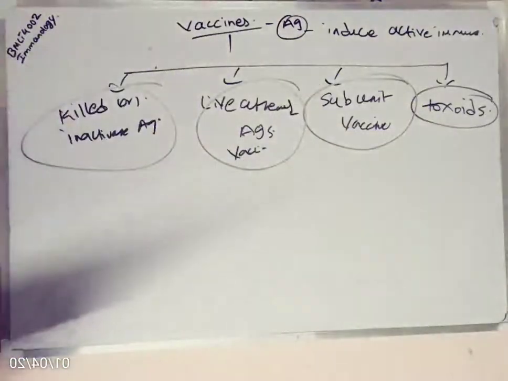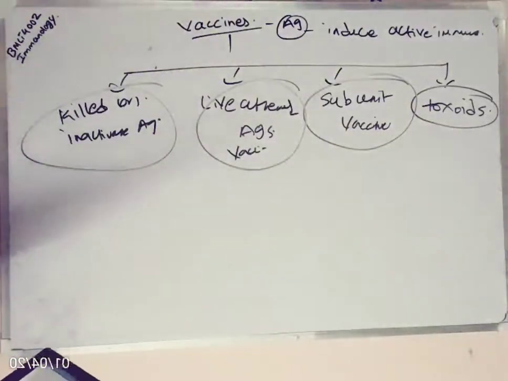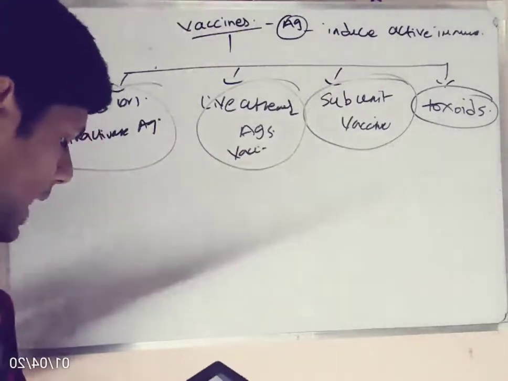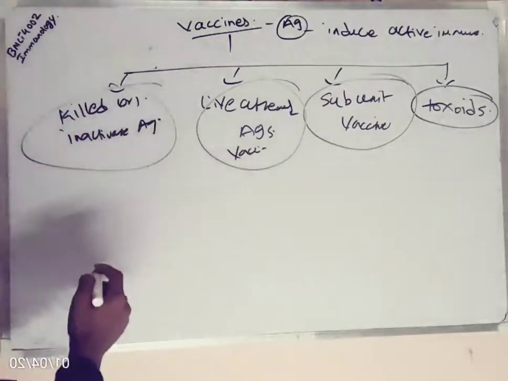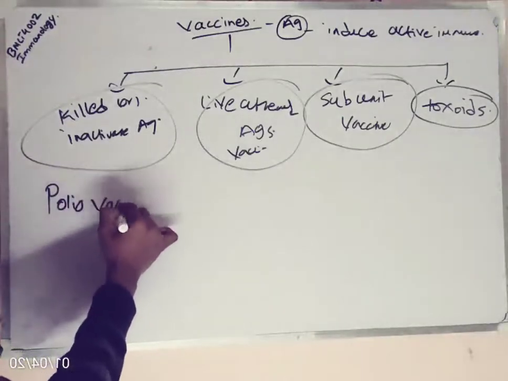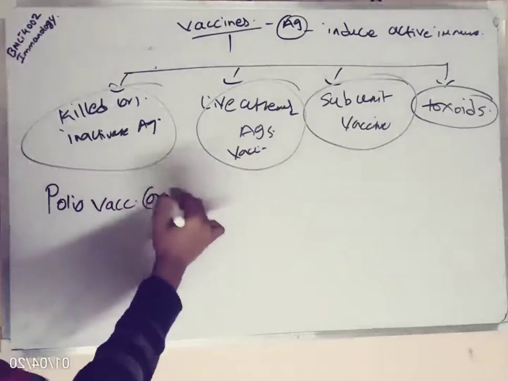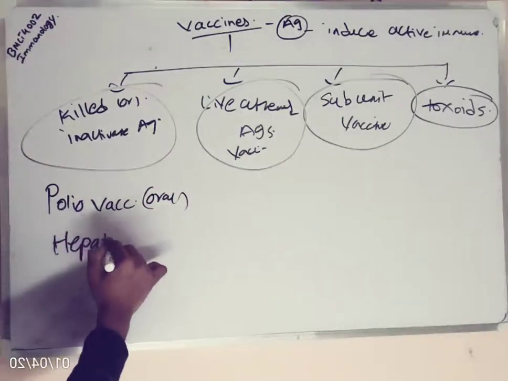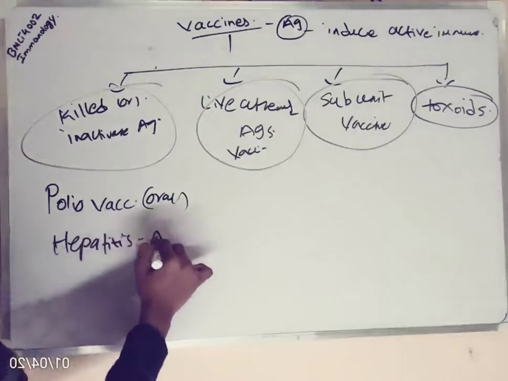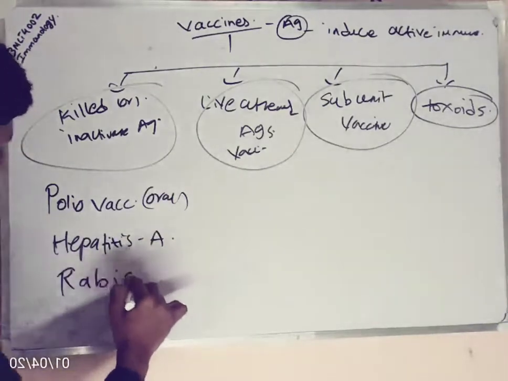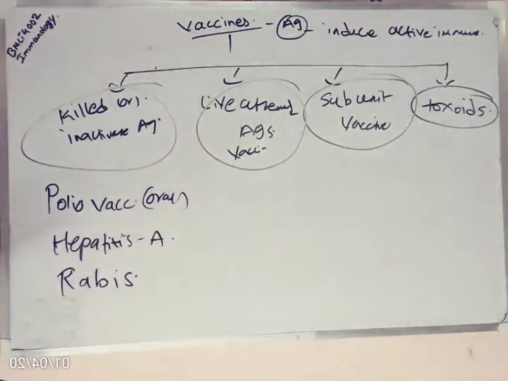Okay. So first is killed antigens. For killed vaccines, the best examples are the oral polio vaccine, then the hepatitis A vaccine, then we have one more, rabies. So these are the three types of killed vaccines. Okay, so those are killed antigen vaccines.